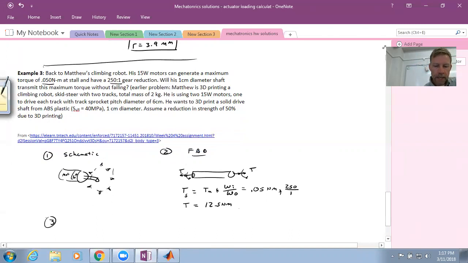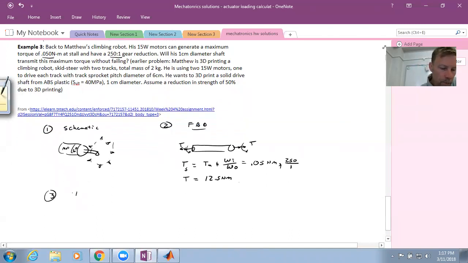Step 3, that's now the torque. Now I'm ready to calculate my torsional shear. That's torque times my radius divided by J. So it's going to be 12.5, and my radius is, this time let's work in meters, 0.005, divided by pi halves times 0.005 to the 4th.